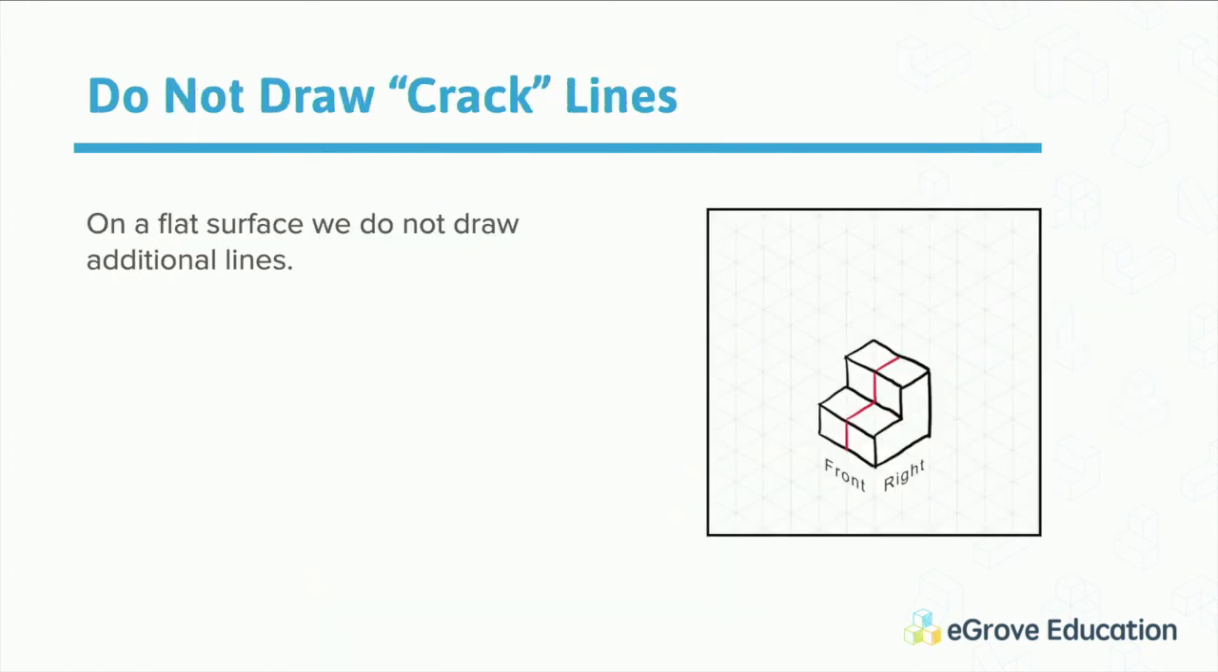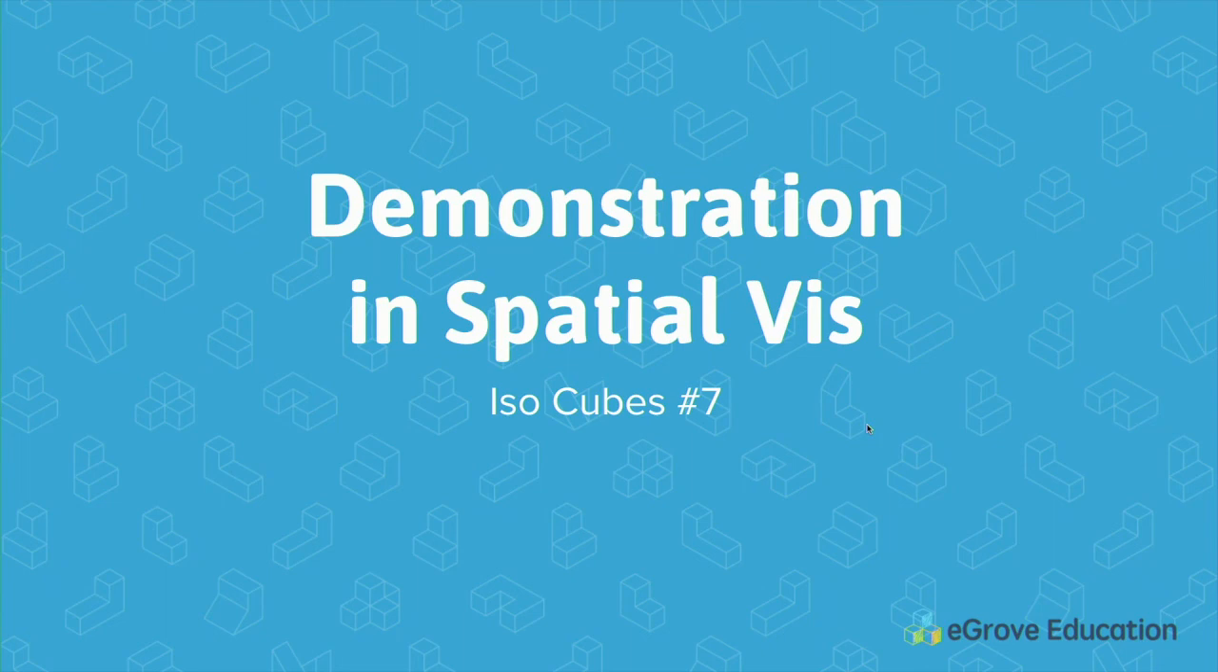One thing you have to know is that we do not draw crack lines. If you look at it right here, this is a single surface, so there is no need to draw this middle line. Same with this surface right here. There's no need to draw this middle line, and same with this surface and this surface. So when you have a whole surface, you don't add the additional lines. So let's get into the app and show a demonstration.